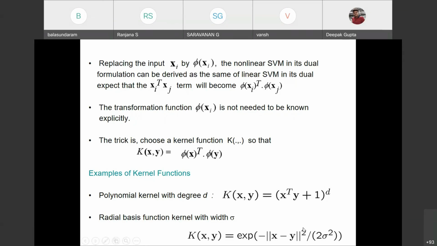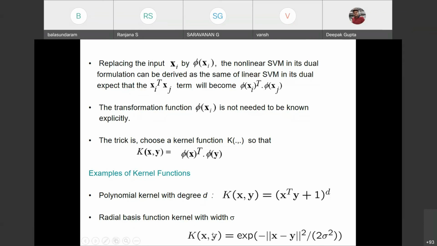The popular kernel function applied in the literature of SVM is the Gaussian kernel function, which is defined as k of x, y equals phi transpose phi. What we are doing is trying to replace the dot product of phi of xi and xj by a kernel function.